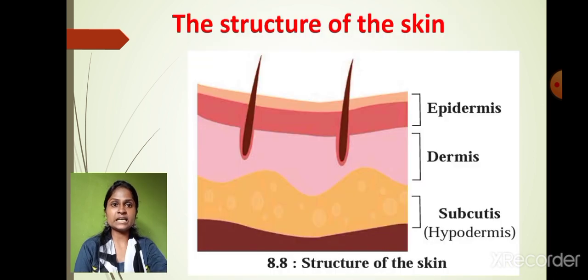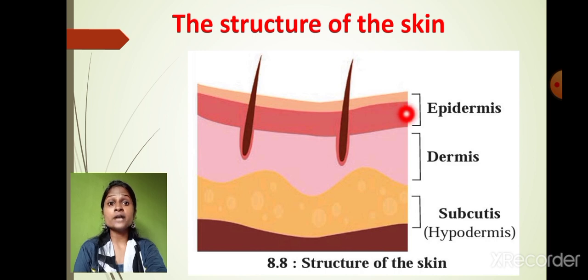Now you must be thinking, student, what is the structure of the skin? How does the structure of the skin look? Can you see that this is the actual structure of the skin? If you observe carefully, this is our outer layer. And can you see this? This is our hair, which is present on our skin surface. So these are the hairs present on our skin surface. This is our skin. Okay.